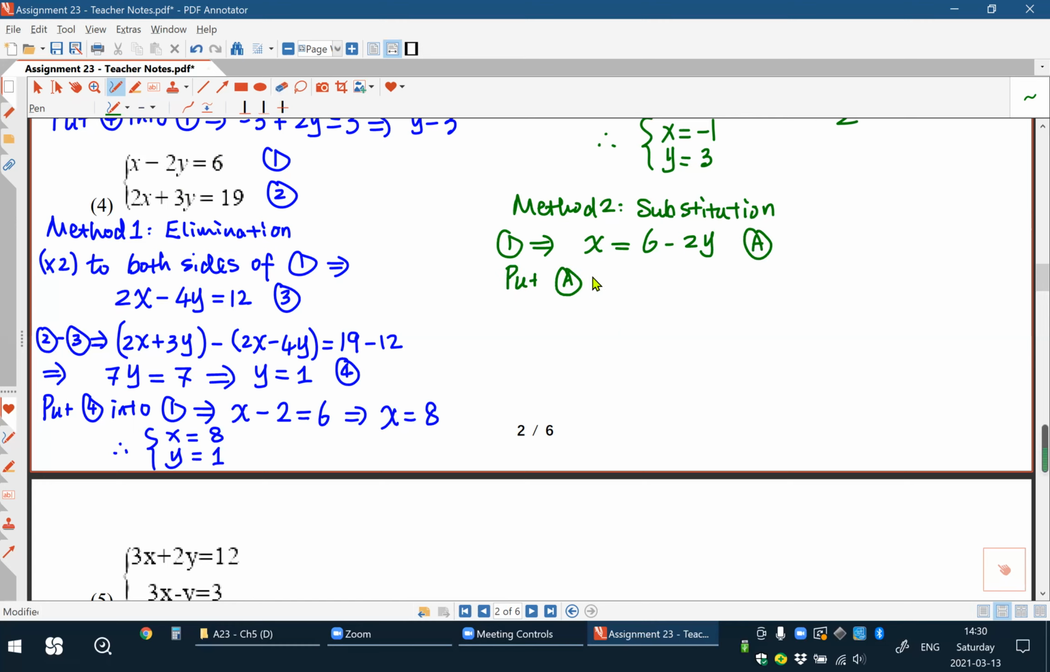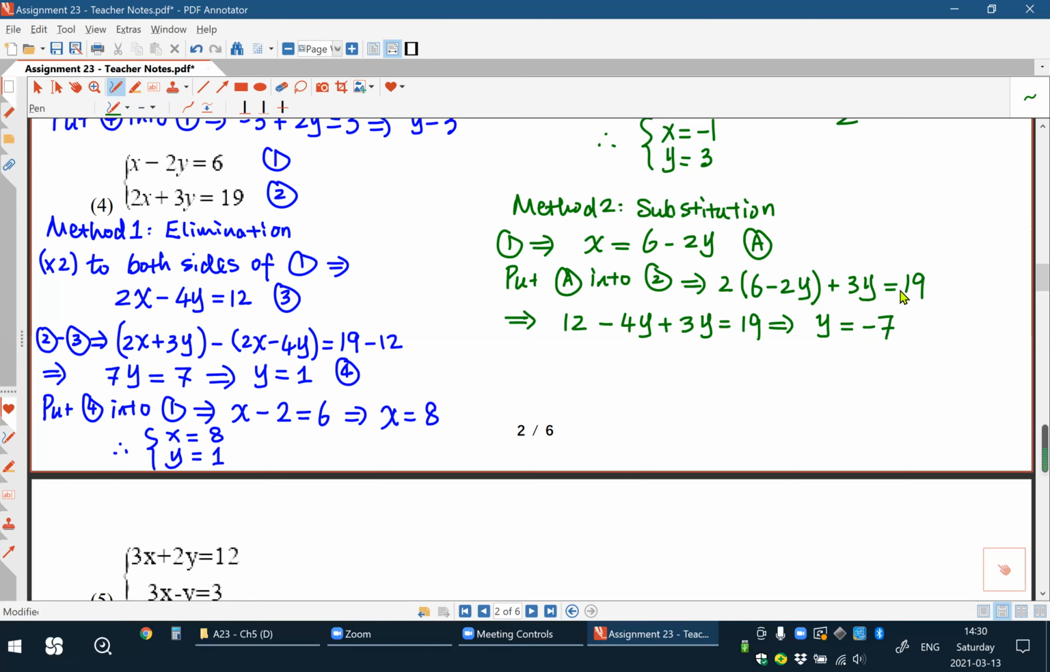Then we can put equation A back into the other equation, which is 2, right? And then you can substitute all x's with 6 minus 2y. So that means twice of 6 minus 2y plus 3y equals 19, right? And then we can simplify this equation. You will get 12 minus 4y plus 3y equals 19. And then you can solve that y is actually minus 7. So let's call this equation B. Then we can put B back into A.